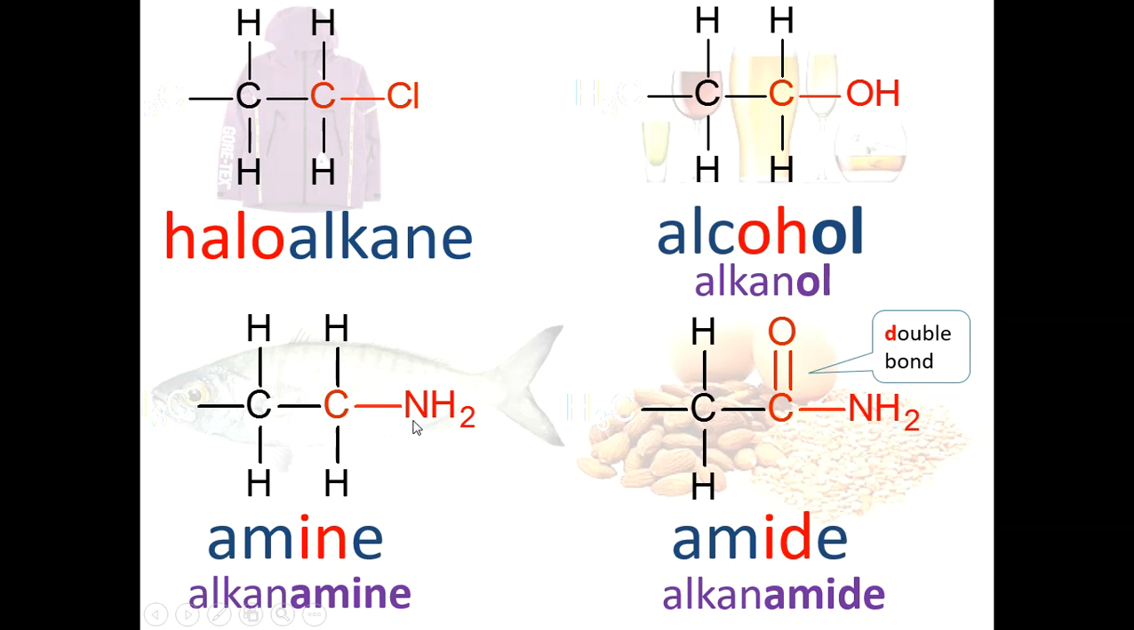Amides are similar to amines, so it can be confusing, but think of the D for double bond, because here the nitrogen is bonded to a carbon that's singly bonded, whereas here the nitrogen is bonded to a carbon that is part of a carbonyl group, where carbon is double bonded to an oxygen. So the D for double bond, and it follows the naming pattern of alkanamide, so this would be ethanamide.